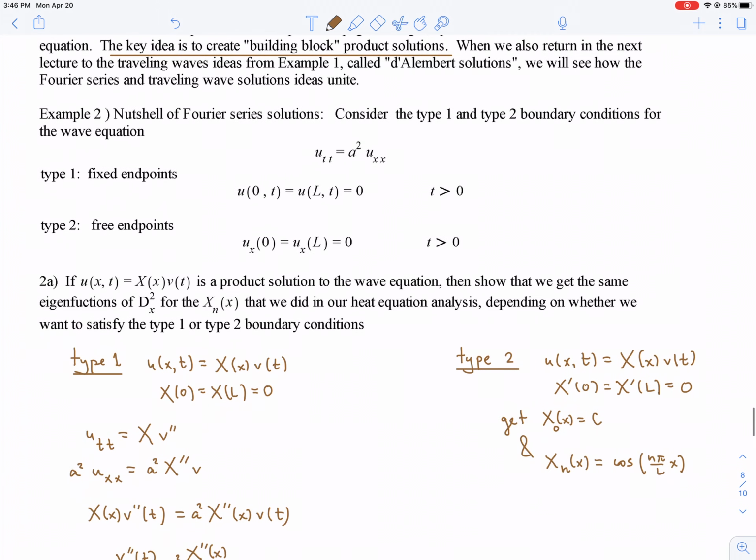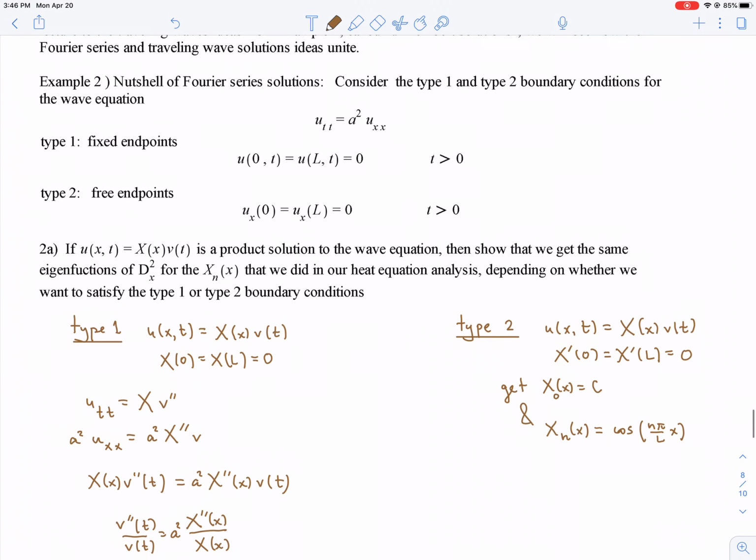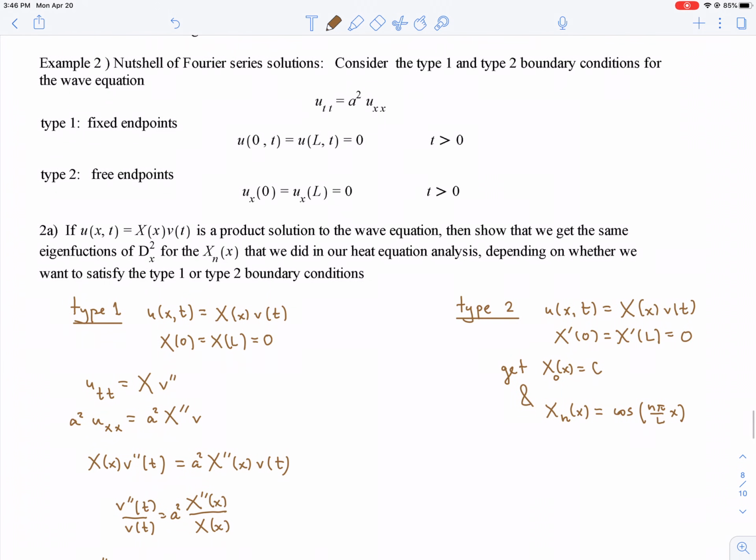Okay, so yeah, I call example 2 a nutshell, although there's enough letters going on that it may not seem that concise. Actually, at the end of the lecture, we'll do a concrete example, which is the real nutshell.